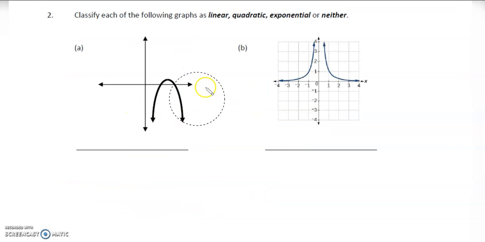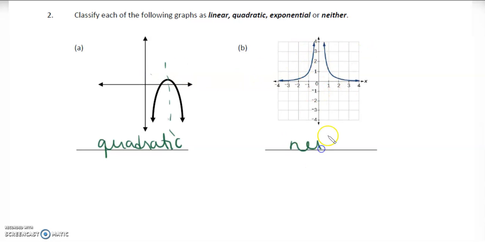Okay, number 2, classify each as linear, quadratic, exponential, or neither. So this is clearly quadratic. Okay, we have that line of symmetry and it looks like a sad face, right? And this is neither. This won't be touched until later. Okay, it's clearly not a line because these are curves. Okay, only one of these could be exponential, but when you have two together, this is no longer exponential. And it's clearly not a quadratic.